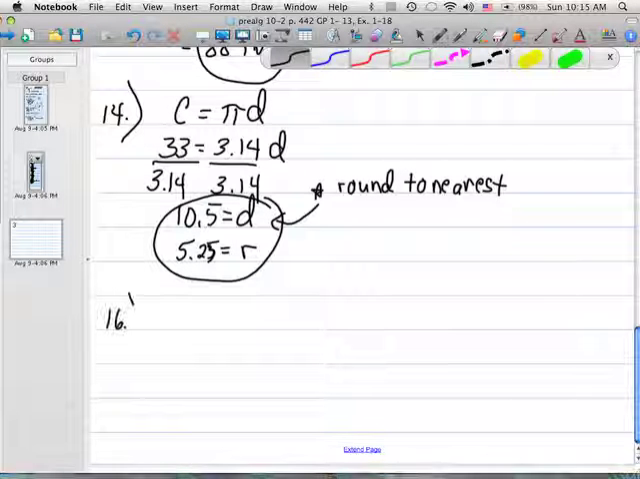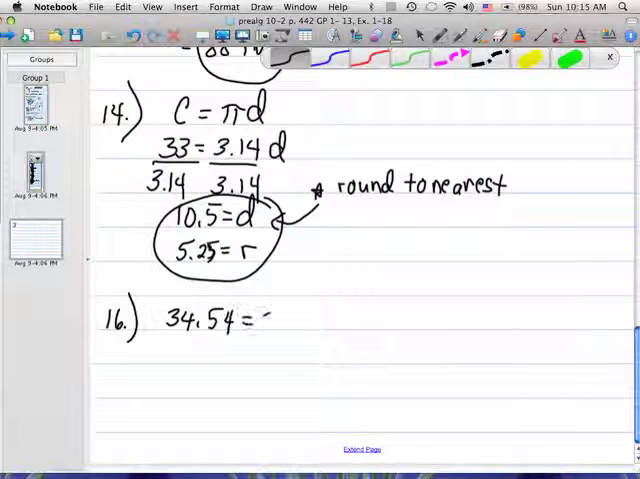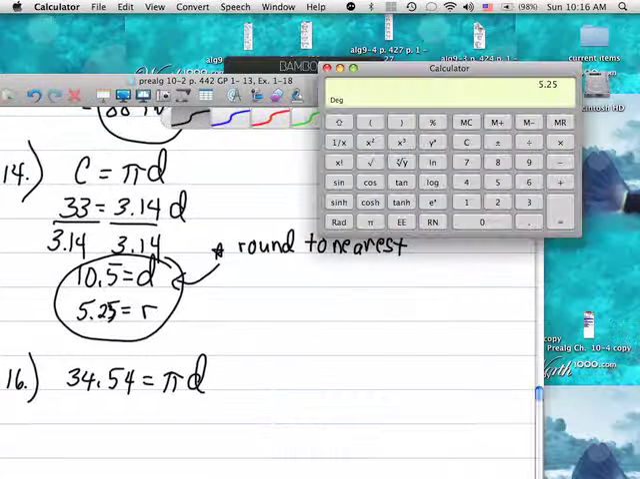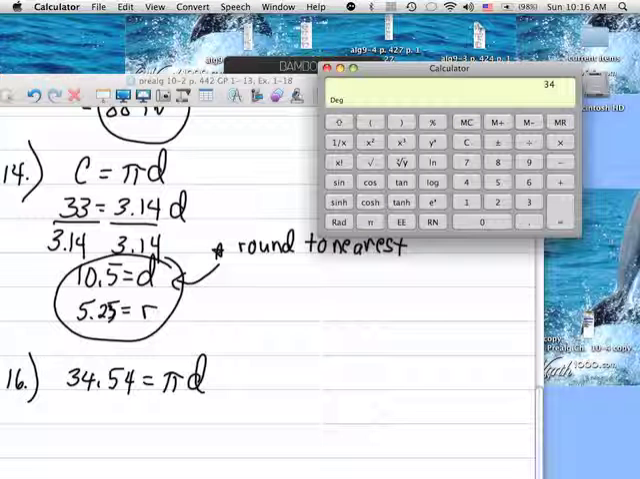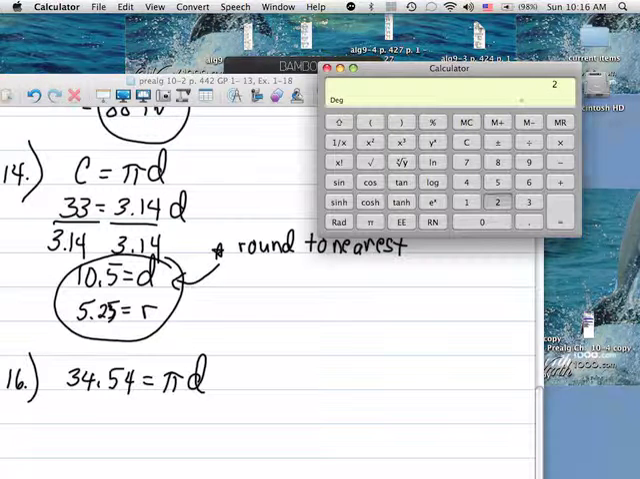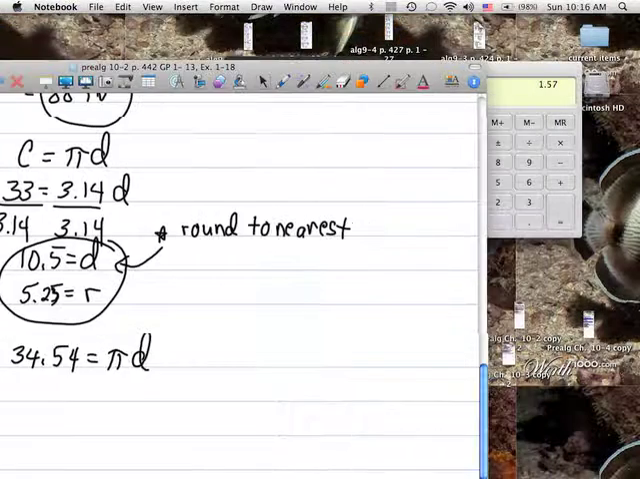Number 16. We have the circumference is 34.54. And we're going to find the diameter first. And I check to see if 34.54 is divisible by 22. And it is, it's 1.57. So I'm going to use 22/7.